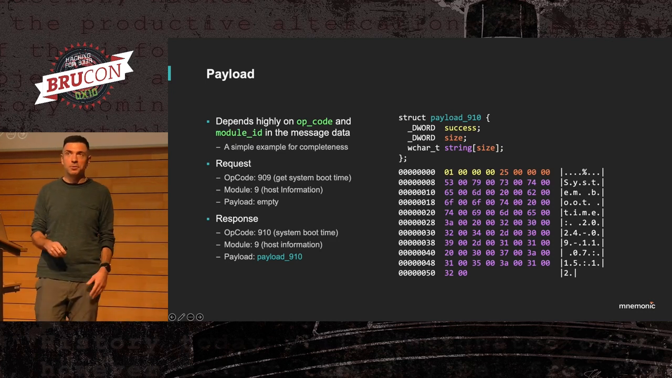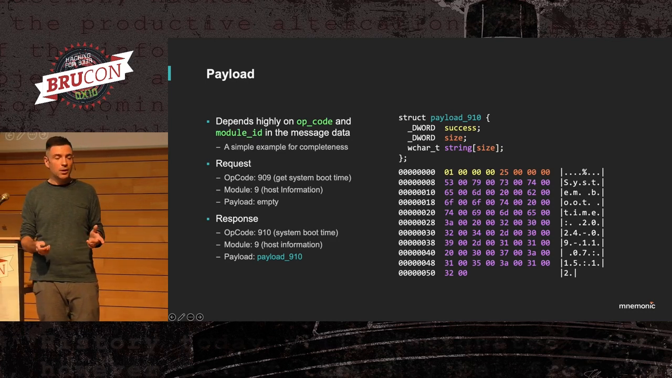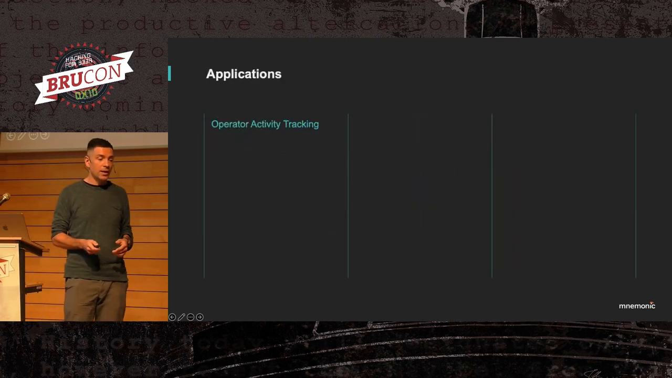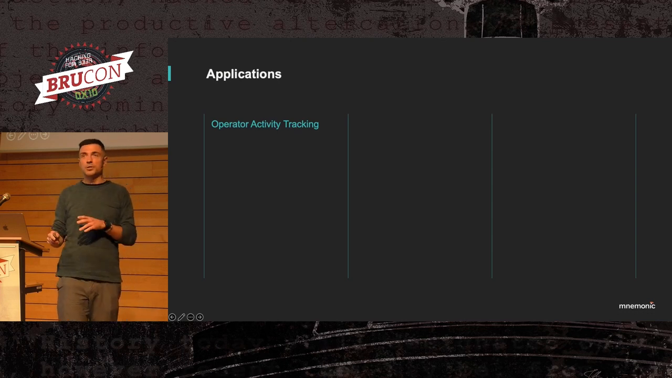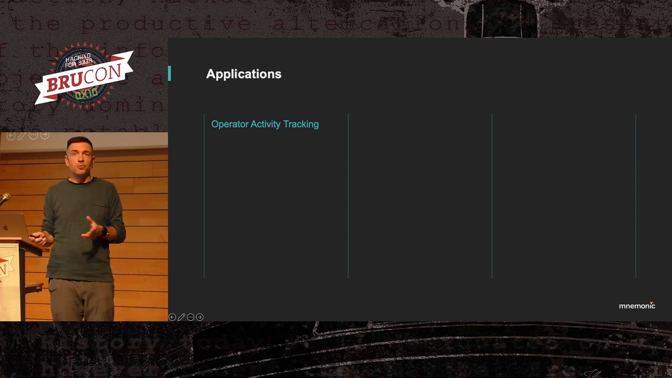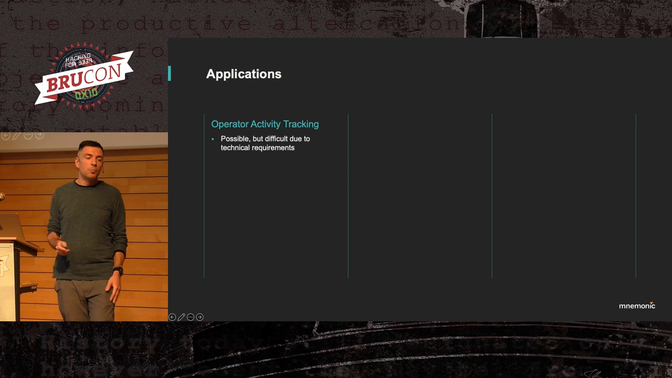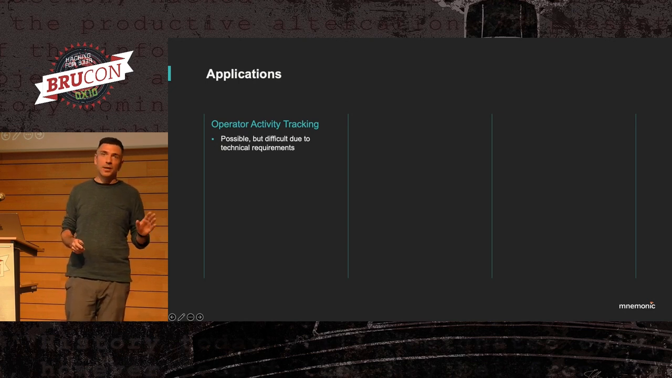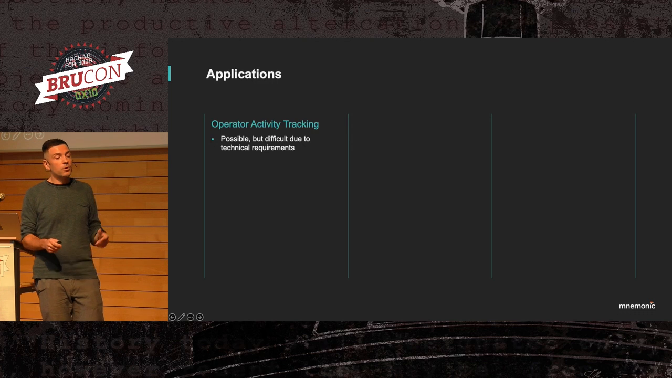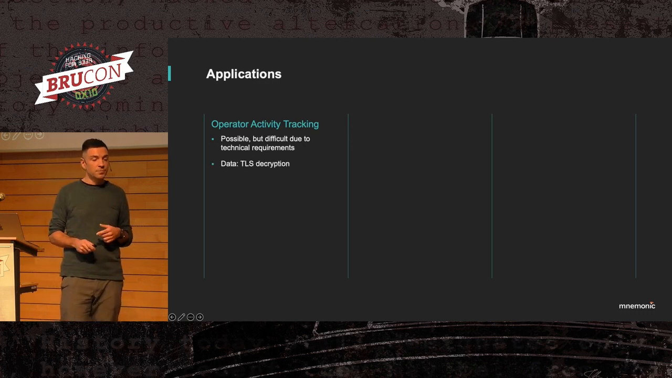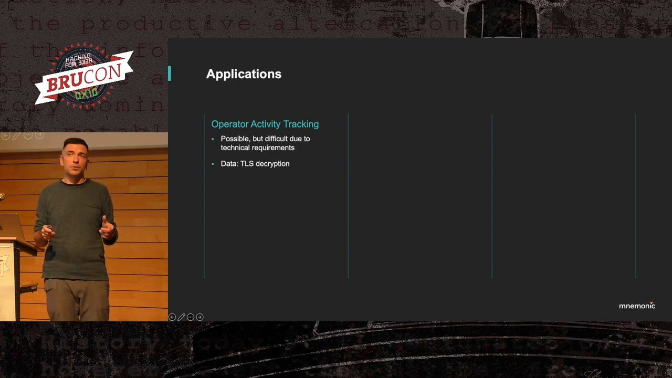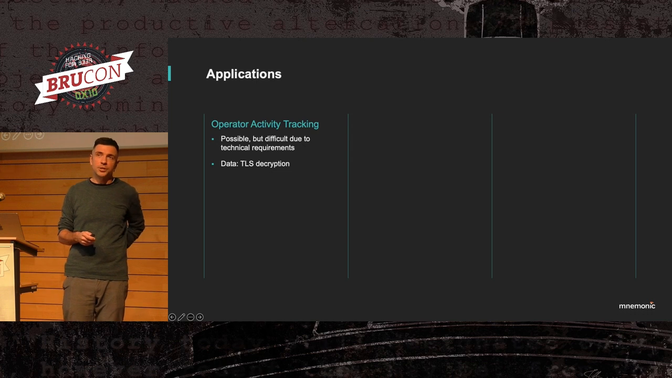And one might ask why. I've already alluded to one of the applications that we've at least attempted, and that is tracking operator activity. Given all the knowledge that we have now, we weren't able to actually find any new vulnerabilities that we could use, but given what we know now, it is possible, but quite difficult given the technical requirements necessary to actually do it. In order to track operator activity, you need a few different parts. You need to get hold of the actual data, and in addition to being encrypted by the backdoor itself, it is often also encapsulated in TLS. So the most general way to get hold of the unencrypted data is to have TLS decryption in your environment, which I think most do not have.